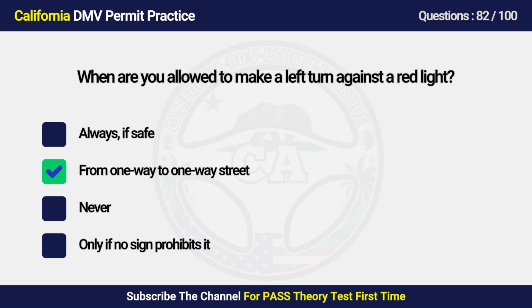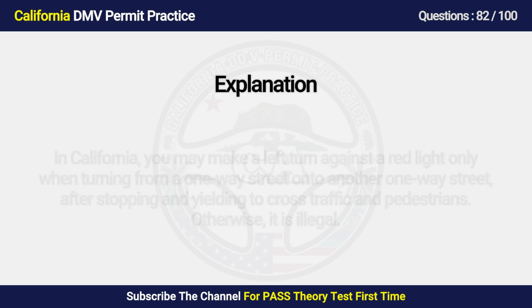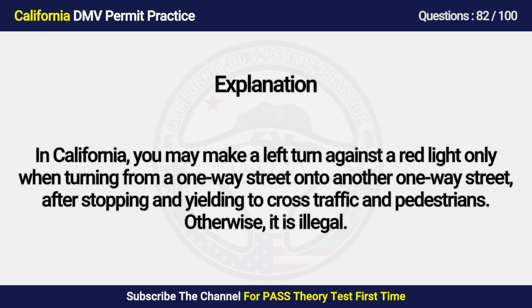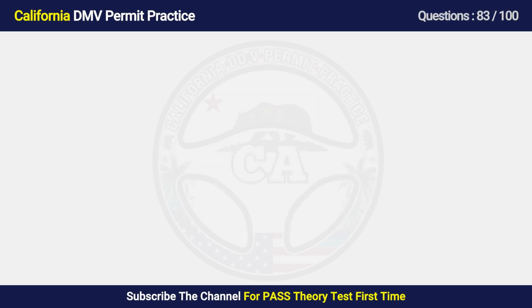Answer is B. From one-way to one-way street. In California, you may make a left turn against a red light only when turning from a one-way street onto another one-way street, after stopping and yielding to cross traffic and pedestrians. Otherwise, it is illegal.